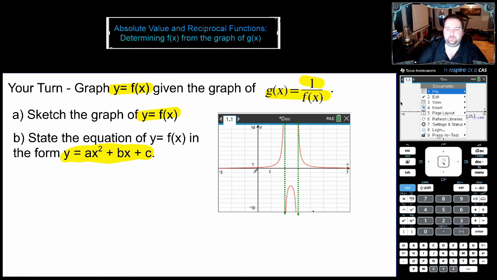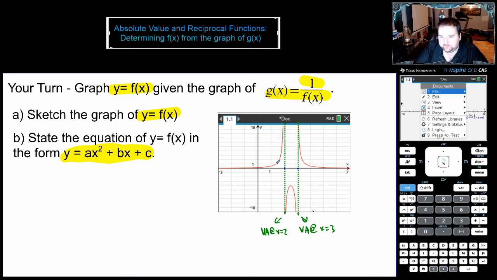Well, this one is a vertical asymptote at x equals 2. And this one is a vertical asymptote at x equals 3. Now, what do vertical asymptotes tell us? Well, they tell us some very important information. One, that there's x-intercepts right there. Vertical asymptotes are x-intercepts. What other information do we have?